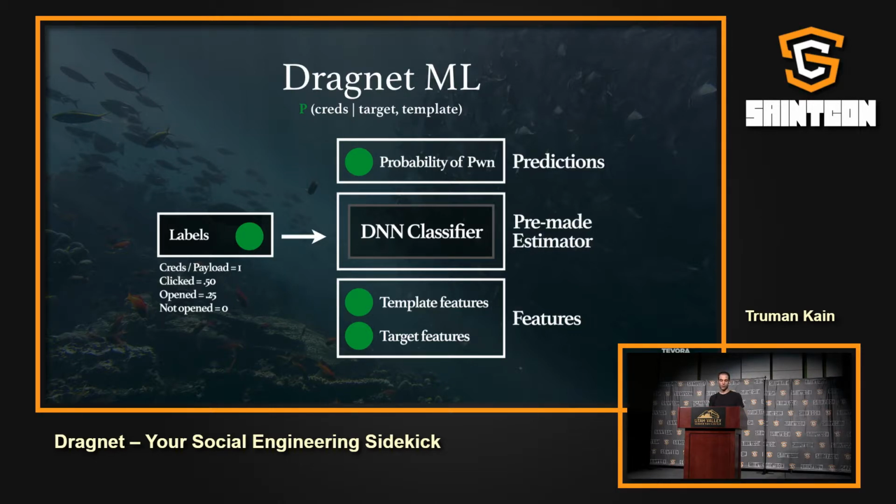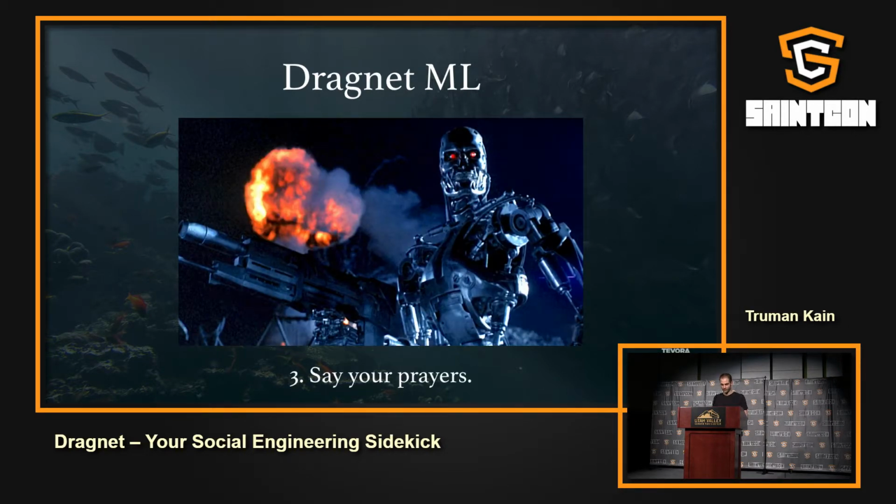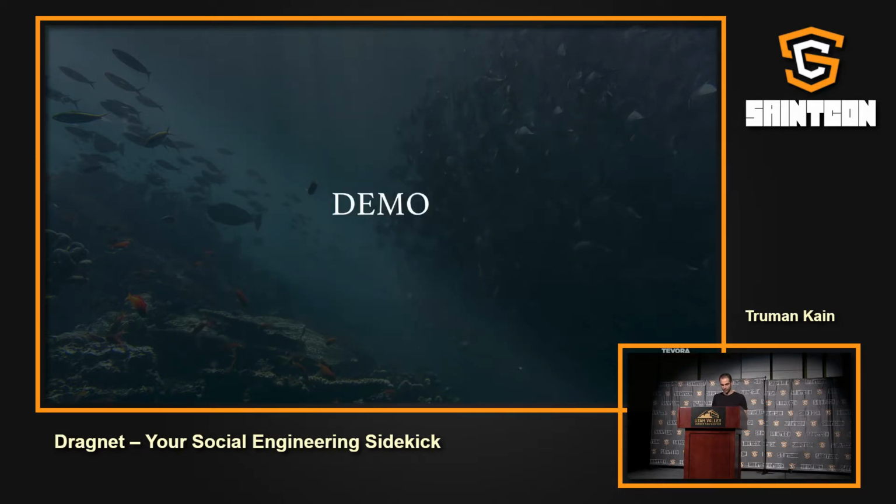So that's essentially how it works in a nutshell. This diagram here just shows you the probability of pwn, essentially, is what we're trying to get for each template. And then we're going to suggest that you use the template with the highest probability of pwn. So you're going to tag your templates, import your prior conversion data, and then say your prayers. So we're going to check out a demo.